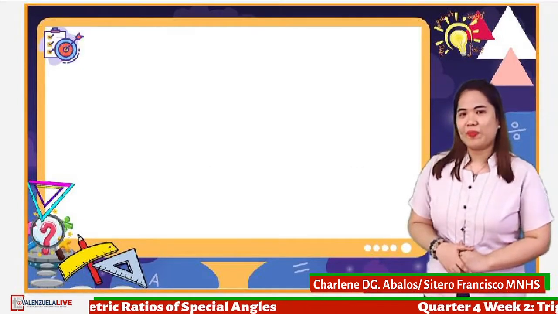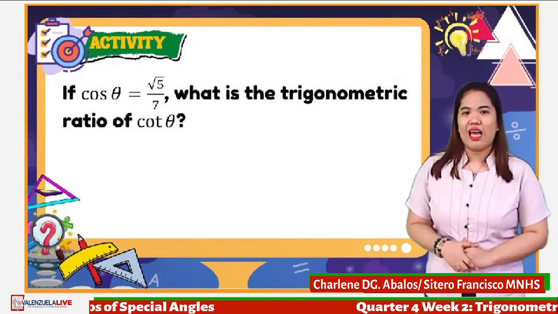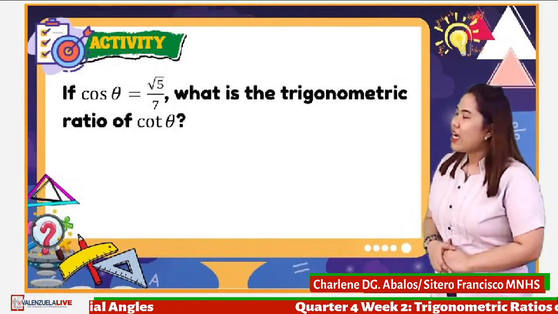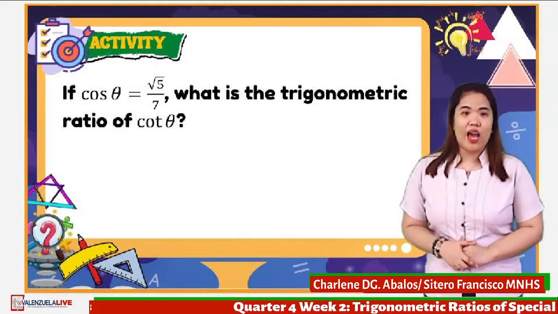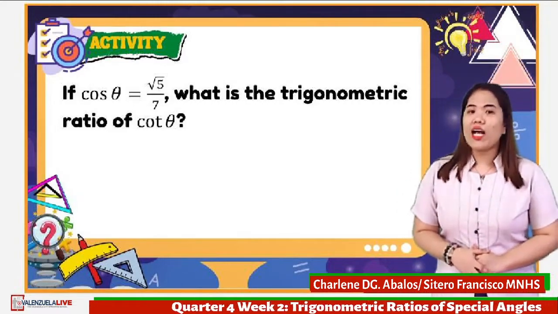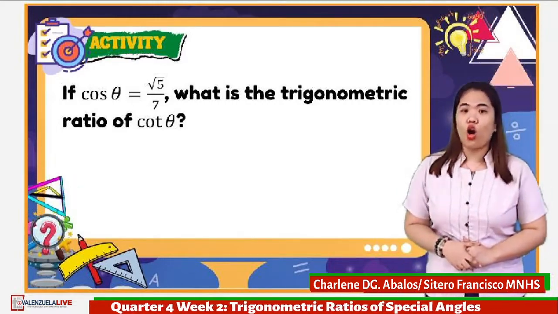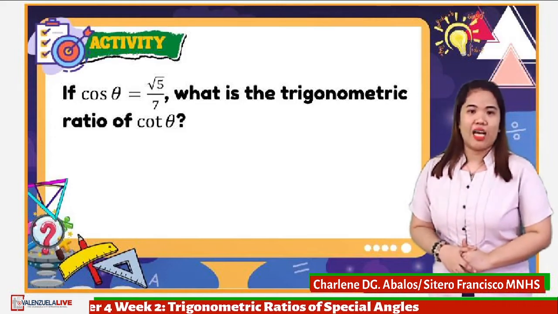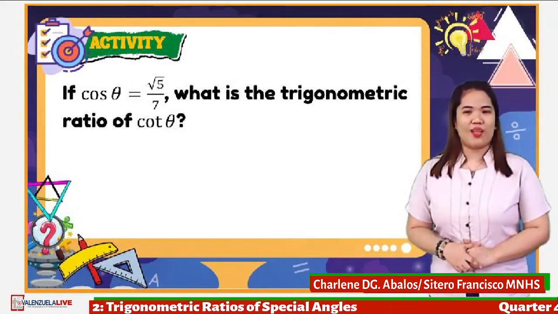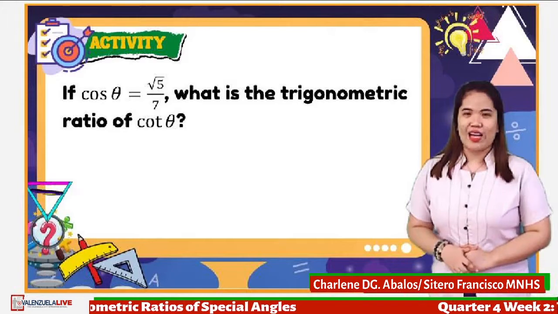Last question. If cosine theta is equal to square root of 5 over 7, what is the trigonometric ratio of cotangent theta? Type your answers in our chat box. You have 30 seconds to answer. Go!